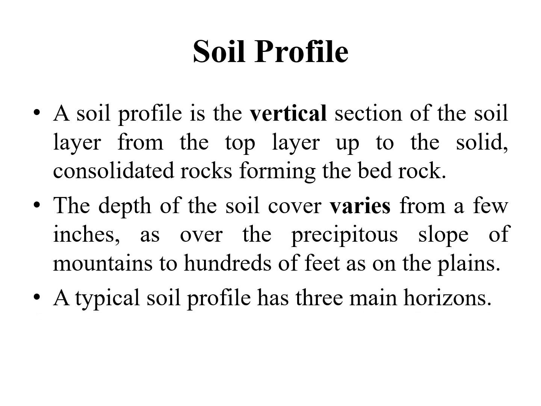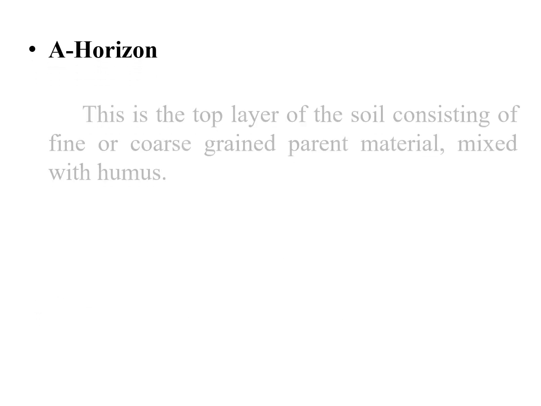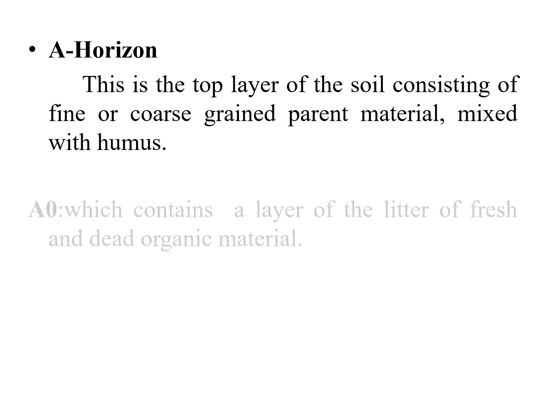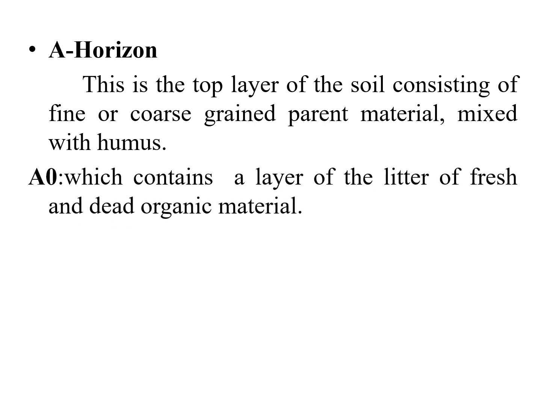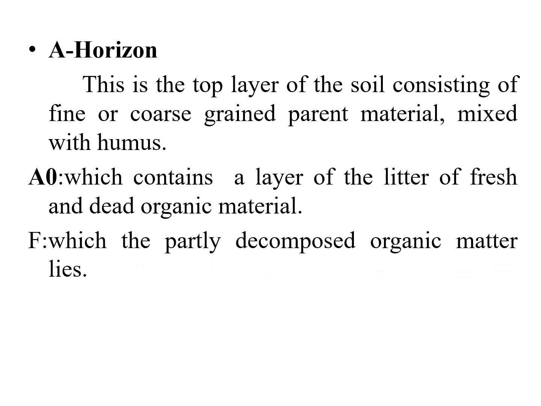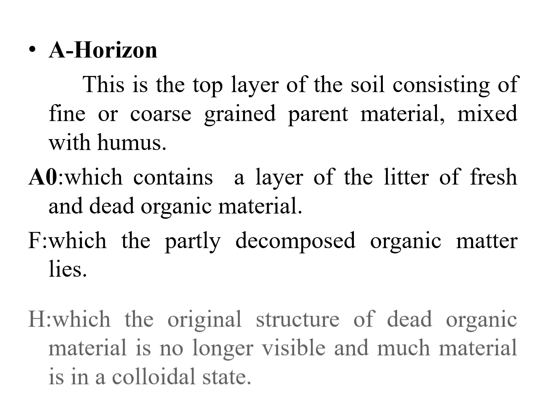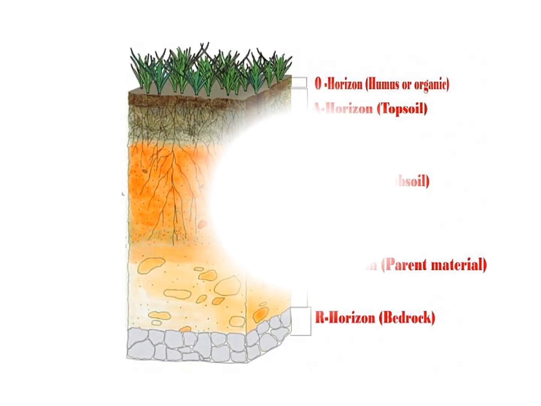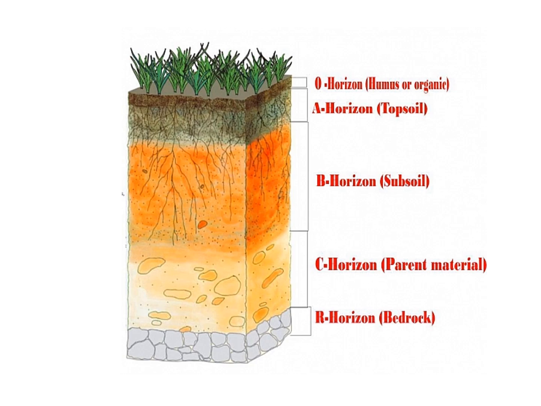A typical soil profile has three main horizons, namely the A horizon. This A horizon is the top layer of the soil consisting of fine or coarse grained parent material mixed with humus. And A0, which contains a layer of litter of fresh and dead organic material. And F horizon, where the partly decomposed organic matter lies. And H, where the original structure of the dead organic material is no longer visible and much material is in a colloidal state. So this is a diagrammatic representation of soil horizons.